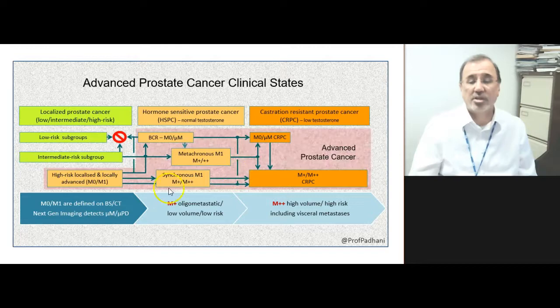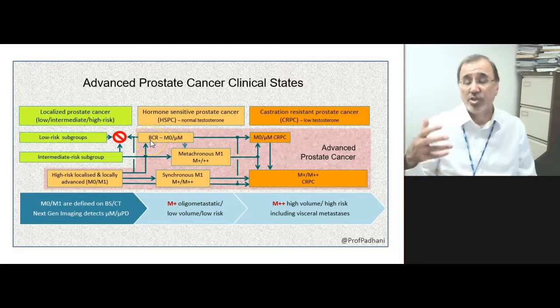So high risk locally advanced disease is considered an advanced prostate cancer state. If you treat that effectively, you might cure some patients. On the other hand, most oftentimes they develop biochemical recurrence, which is usually depicted as being non-metastatic on conventional imaging, but could have microscopic metastatic disease at next generation imaging.